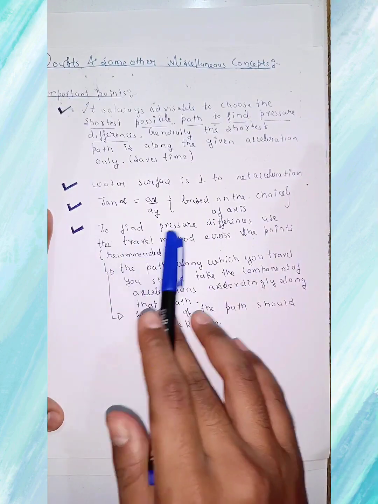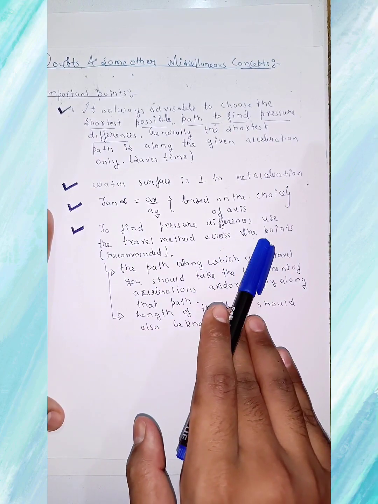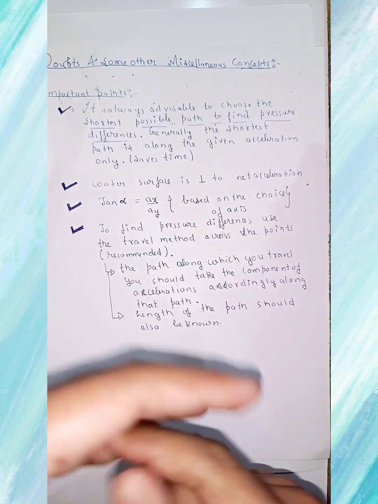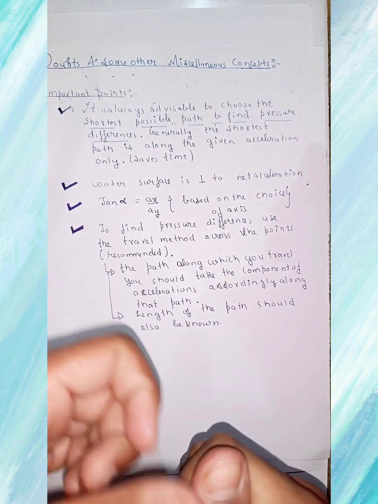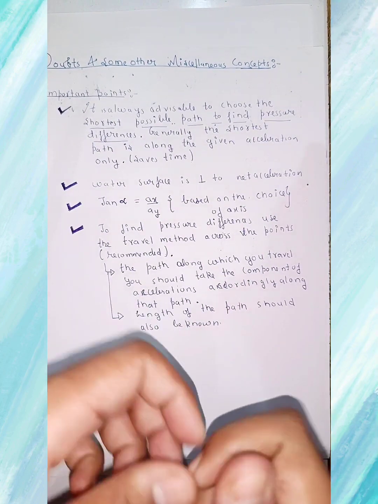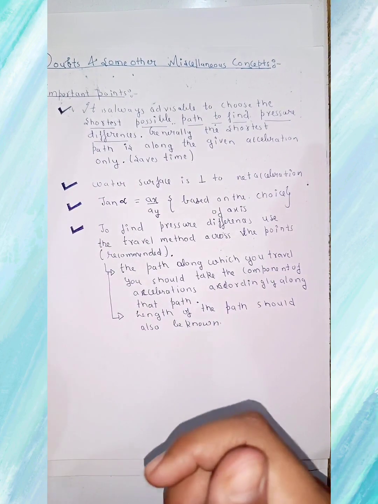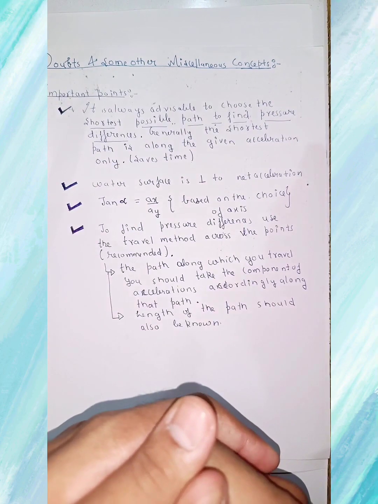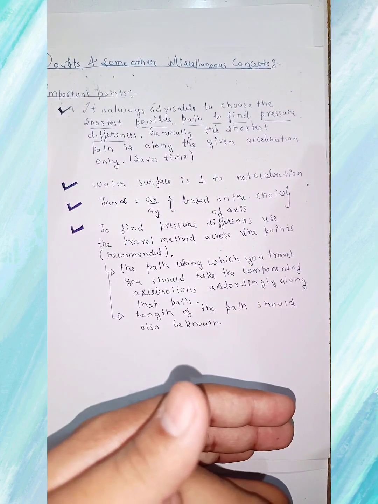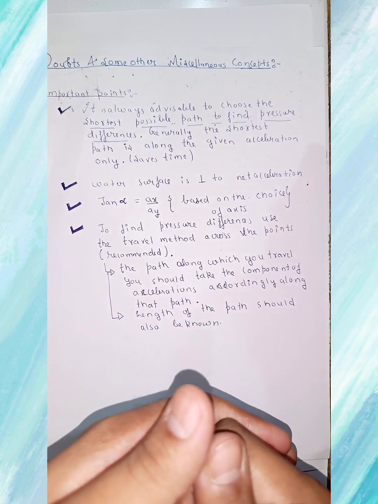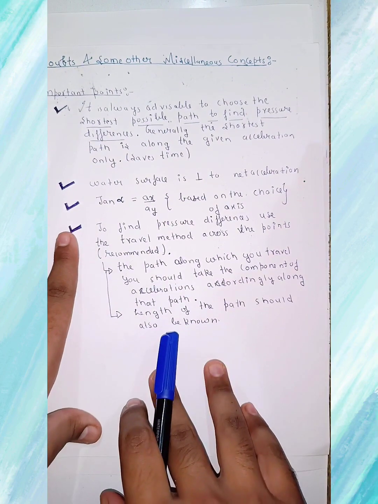The last point, that is to find pressure difference, use the travel method across the points. It is recommended to use the travel method that we have been discussing from our first video onwards. You have to travel between 2 points and find the pressure difference using it, or you can use the normal Pascal's method. Both will yield the same result.